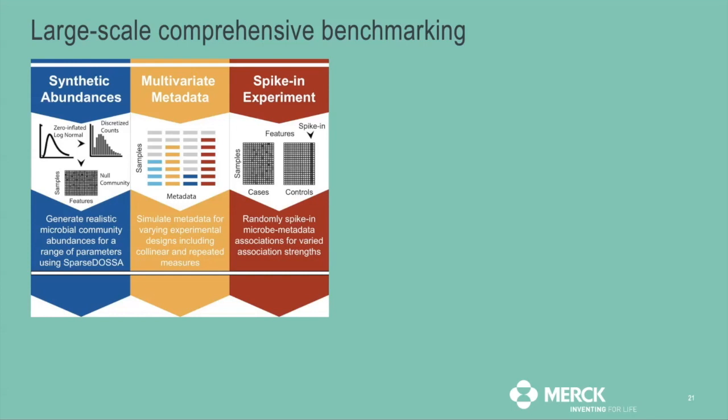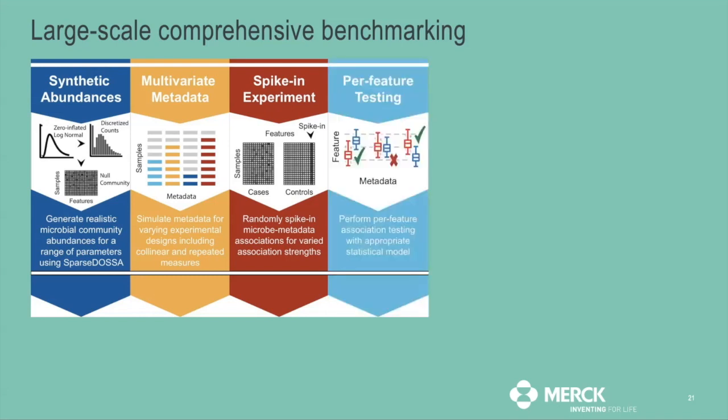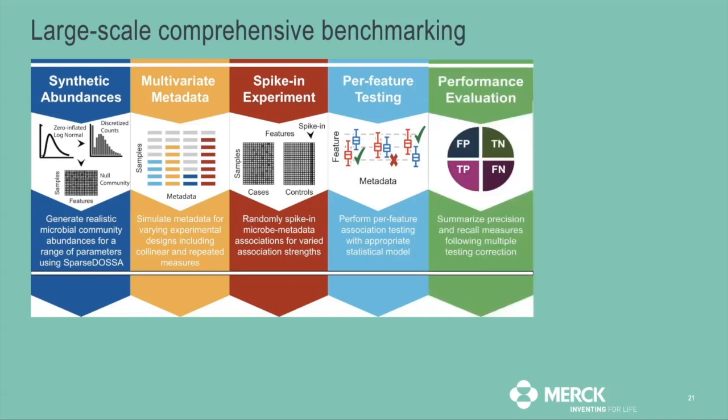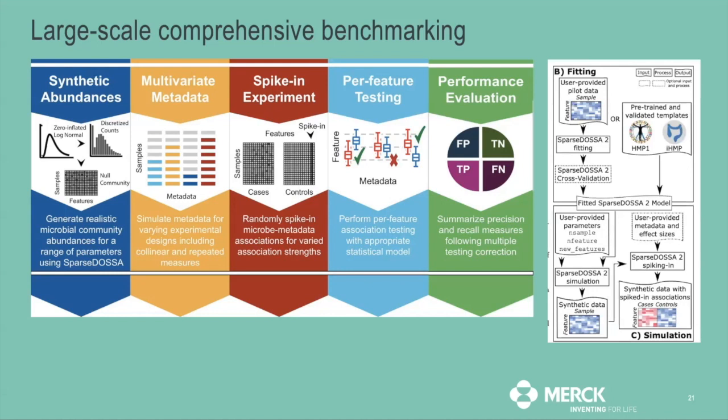Since we know which features we have spiked in, and which features are actually associated with the metadata of interest, in this case, for example, cases and controls, we can do a very comprehensive benchmarking by applying different methods to this data set, where we know the ground truth. We can easily calculate false positive, false negative, and all those different metrics based on the four quantities FP, TP, TN, and FN, which are false positive, true positive, true negative, and false negative. For this purpose, we use a tool called SparseDOSSA.